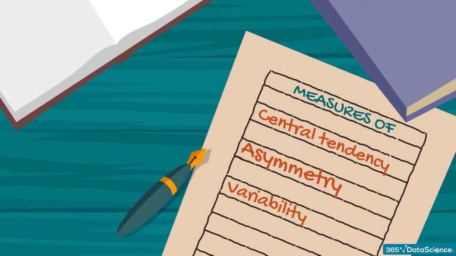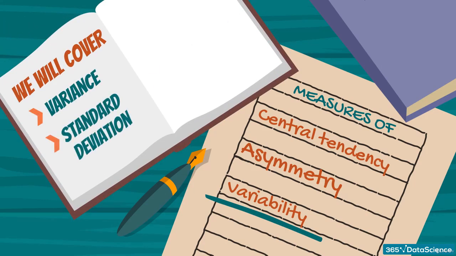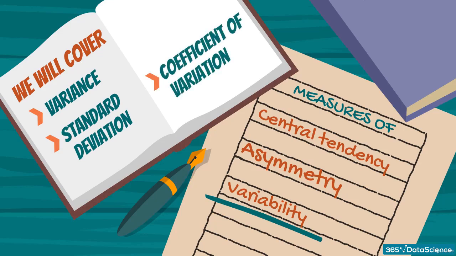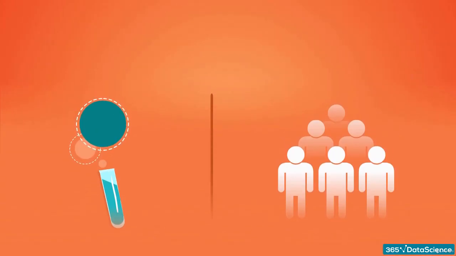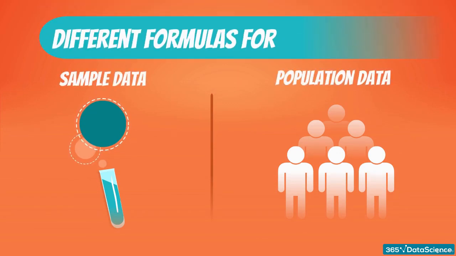Next on our to-do list are the measures of variability. There are many ways to quantify variability. However, we will focus on the most common ones: variance, standard deviation, and coefficient of variation. In the field of statistics, we will typically use different formulas when working with population data and sample data.